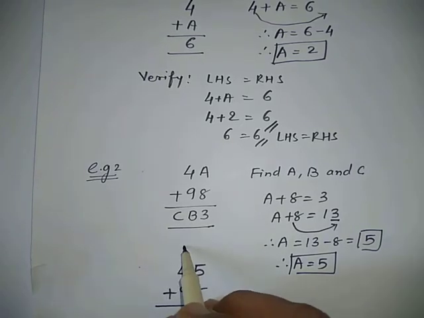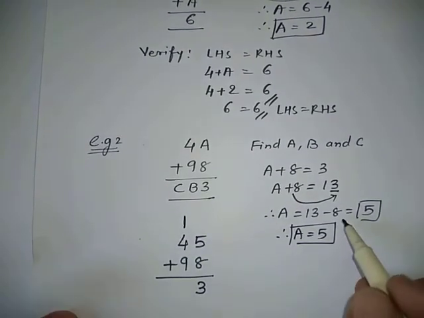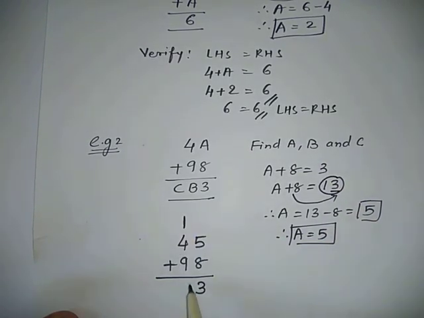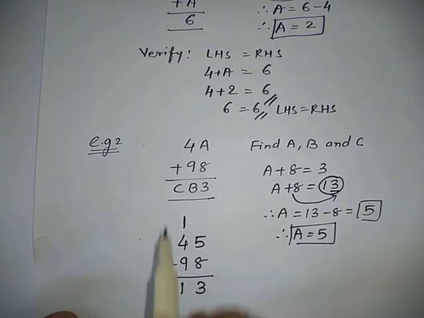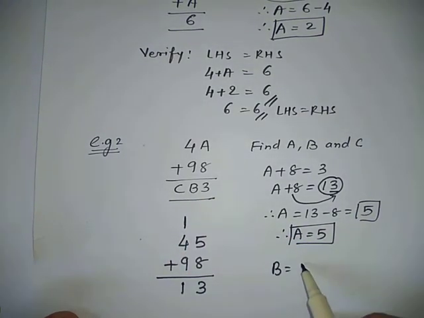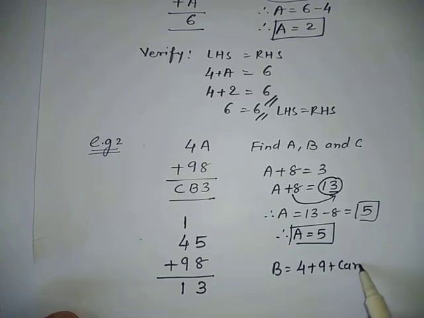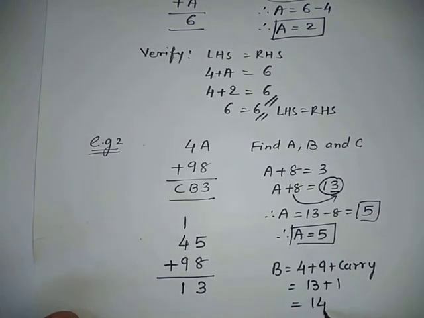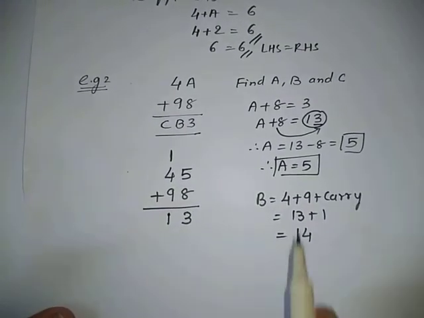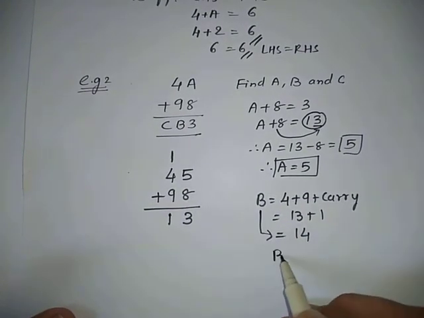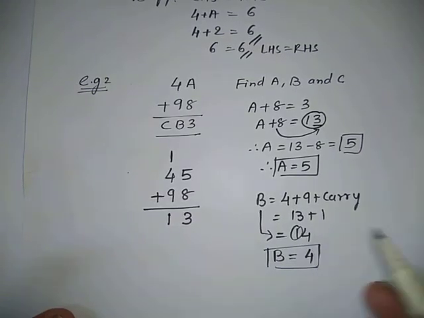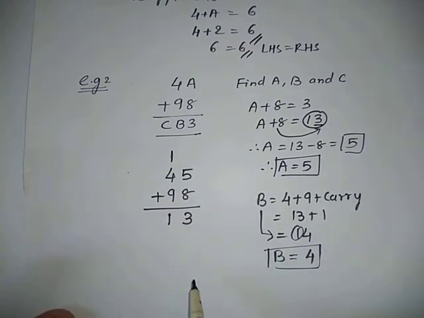So 3, and carry over 1 we have to keep, because it is 13. We have taken 13 as a number. So 1 carry, so we will get b. B is equal to 4 plus 9 plus carry. So 4 plus 9, that is 13, plus 1, so it will be 14. Clear? So b is equal to 4. And this 1 will be utilized as carry for the next digit.